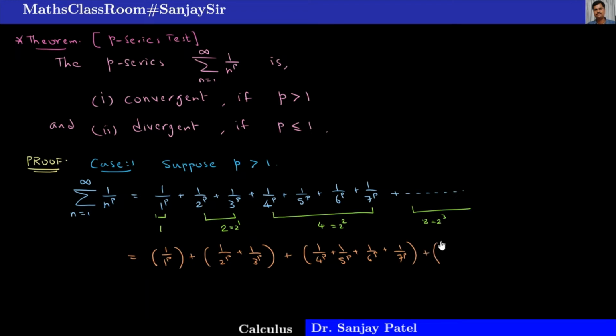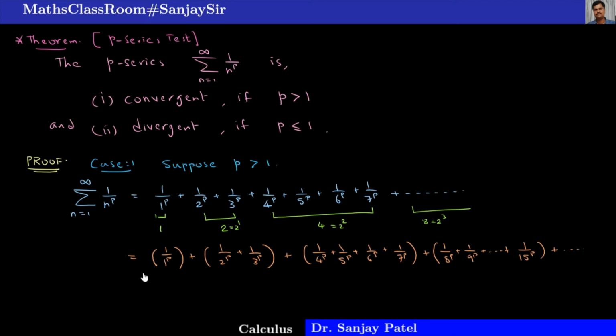Now what will be the next? The next contains 2 cube, that is 8 terms. So it will start with 1 upon 8 raised to p, then 1 upon 9 raised to p, up to, what will be the last term? It is 1 upon 15 raised to p. Okay. And the next we will start with 1 upon 16 raised to p and so on. So you observe that here it is 1 term, 2 terms, 4 terms, 8 terms.